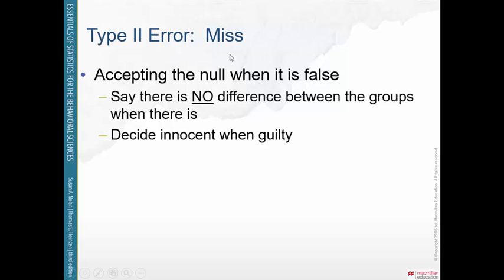Type 2 error is a miss. This is when you accept the null when in fact it's false. So you accept the null hypothesis, you say, yes, based on my sample data, I'm going to fail to reject the null hypothesis. I'm going to keep the null hypothesis, which means that my independent variable did not work. When in fact, if we tested the whole population, we would find that the independent variable is effective. This is like saying there's no difference between your groups when there is, or deciding someone's innocent when in fact they're guilty.